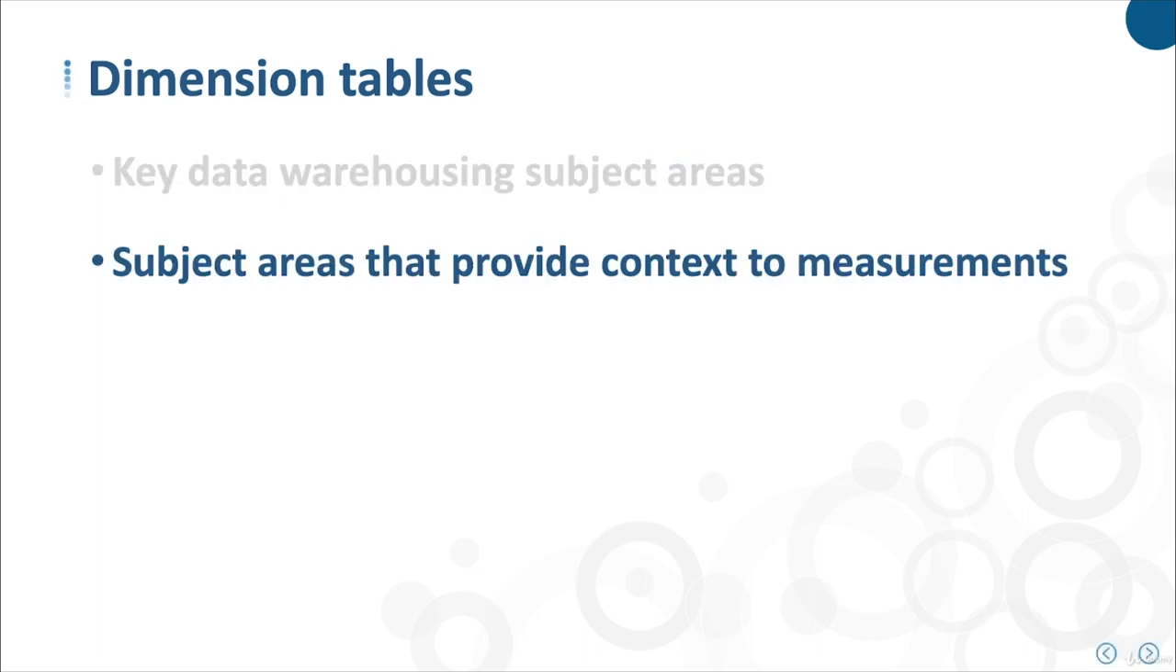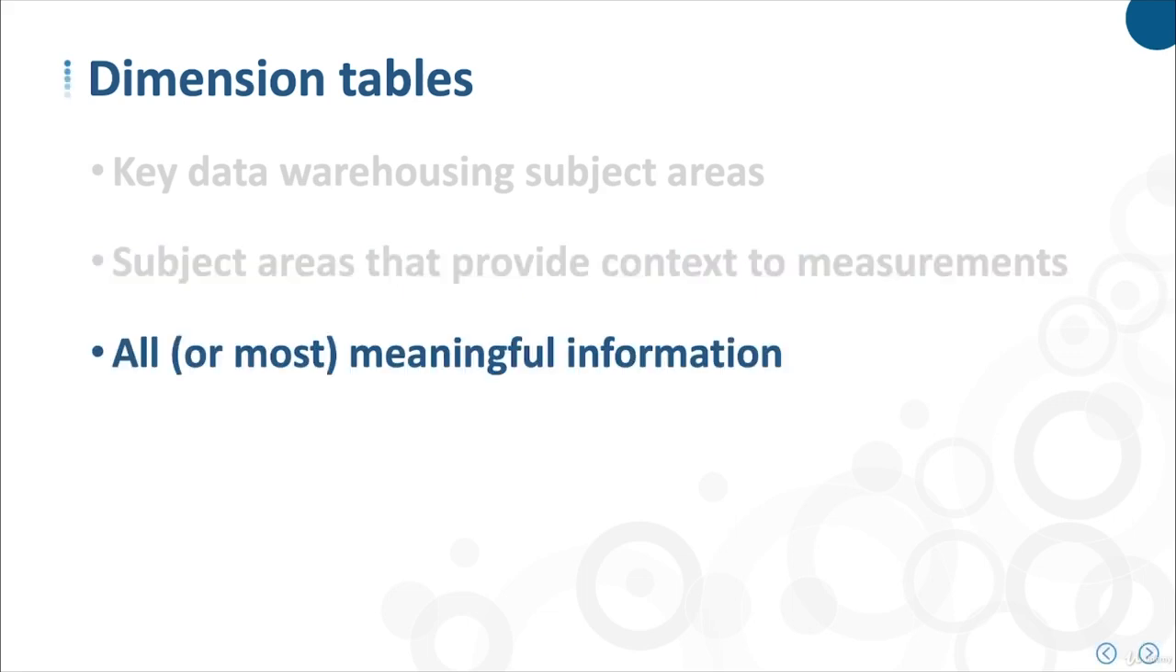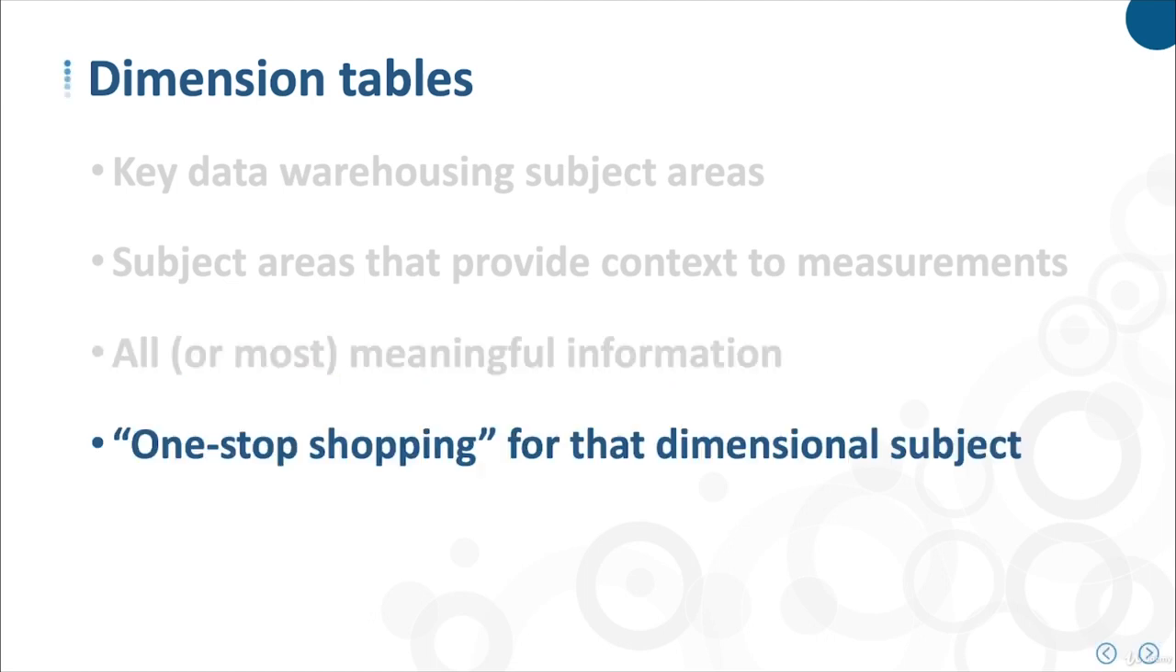With regards to the dimension tables, we'll set those up for our key data warehousing subject areas, specifically those subject areas that provide context to the measurements that we're producing from our data warehouse. Within a dimension table, the basic guideline is to include as much meaningful information as you can about that particular dimension. Whether it's faculty, students, a campus building, an academic department, a college, whatever that dimension happens to be, those tables become one-stop shopping for each of your respective dimensional subjects by having a bunch of information pooled together.